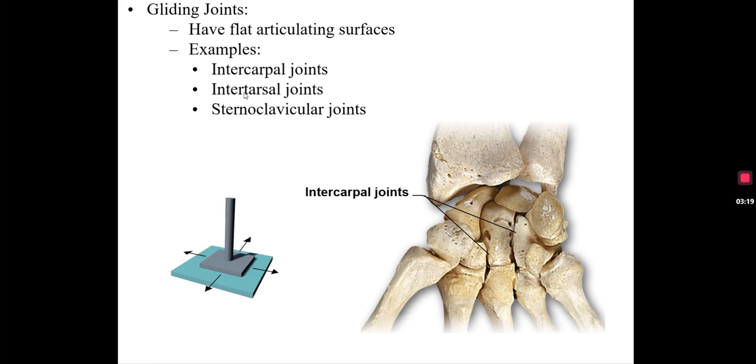Same thing, intertarsal. These were the 7 tarsal bones, so between our tarsal bones. The sternoclavicular joint, where the sternum meets the clavicle, would also be a gliding joint. And if you notice here, this is just kind of a description of how the gliding joint would move. This top bone here would just slide back and forth like this. It could also slide side to side. So that's the type of movement we see in a gliding joint.